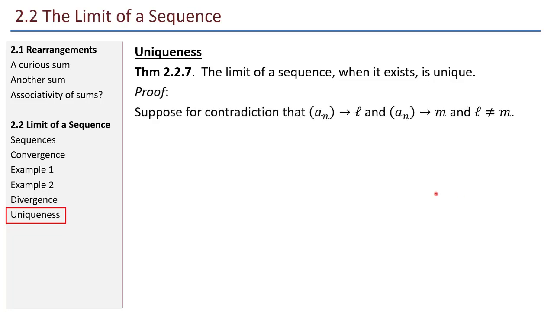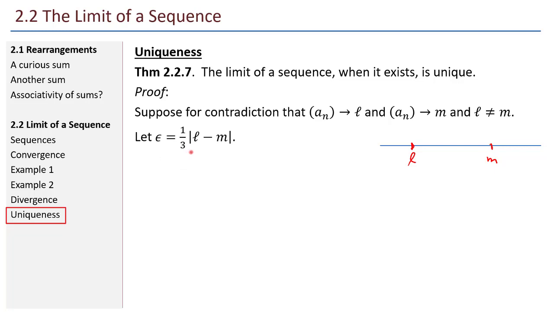Suppose, for contradiction, that my sequence a sub n converges to L, and that same sequence converges to M, and that L is not M. So I might draw a little picture here about what I mean. I have a number L, I have a number M, and I'm imagining that somehow in some crazy world, the terms of my sequence get arbitrarily close to L after some point, and they get arbitrarily close to M after some point in my sequence.